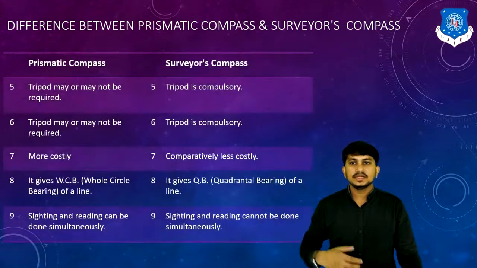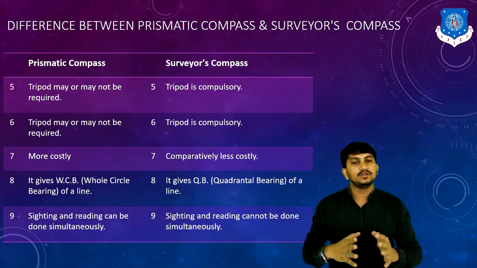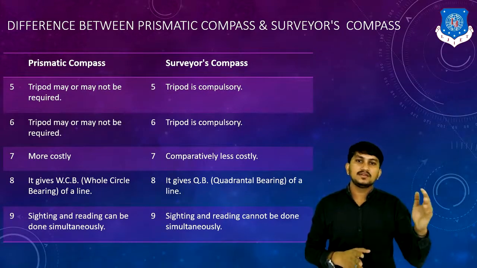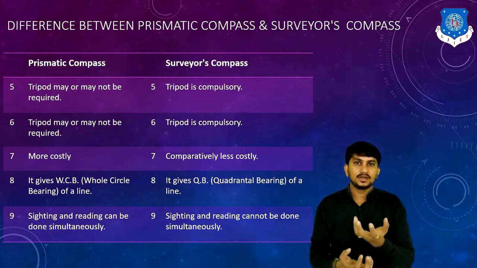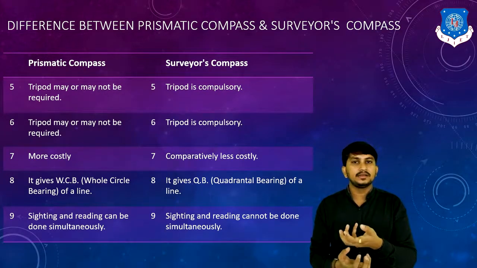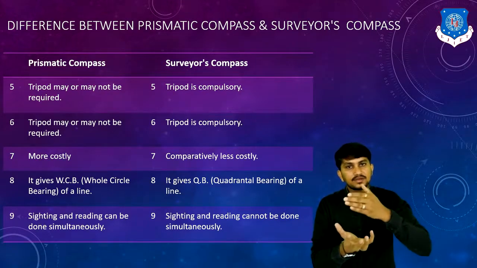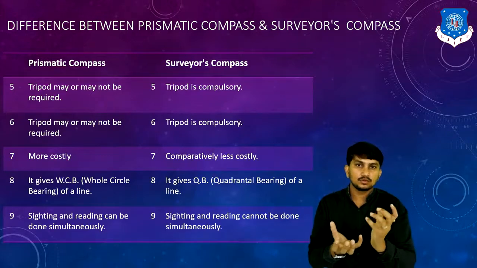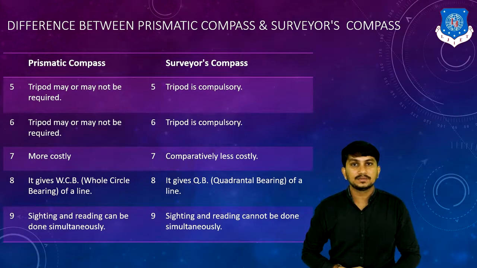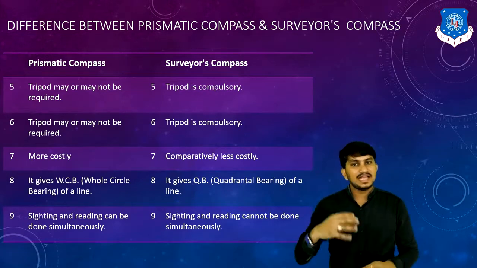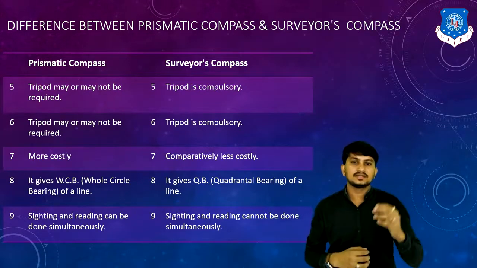Next is in prismatic compass, tripod may or may not be required while surveying. While in surveyor's compass, tripod is compulsory, because in prismatic compass, graduated ring is free to move independently compared to compass. While in surveyor's compass, compass and graduated ring are attached with each other. If you rotate the compass, readings are changed. So in that case, tripod is compulsory to use for accuracy of the work. Next is prismatic compass is more costly than the surveyor's compass.